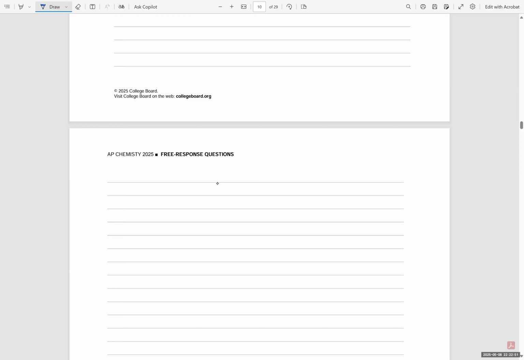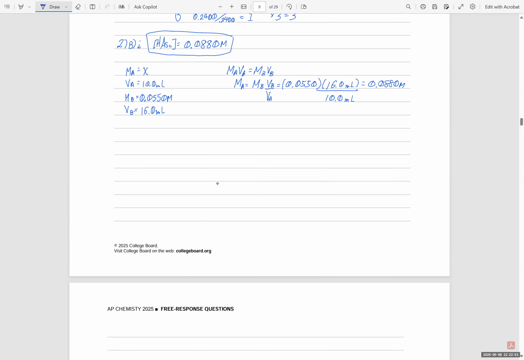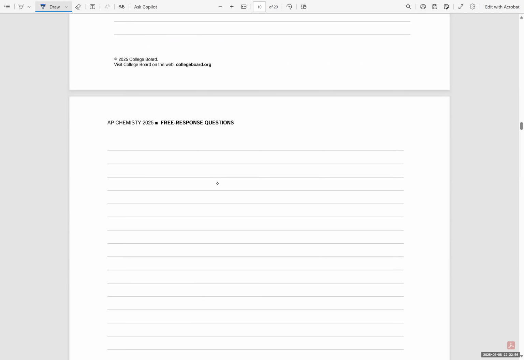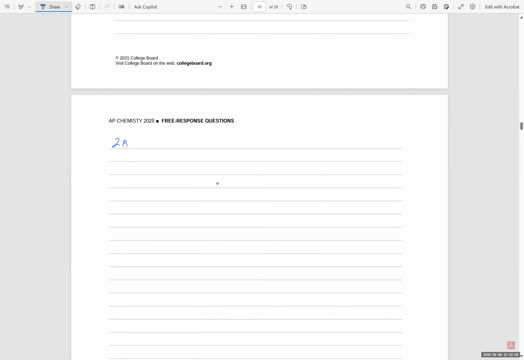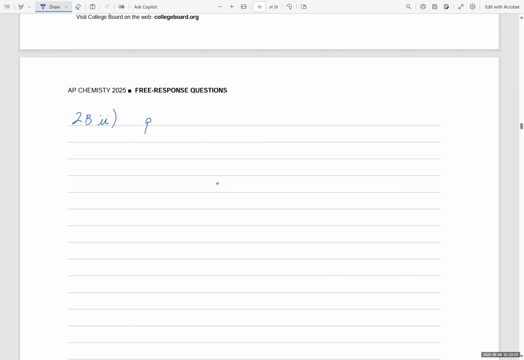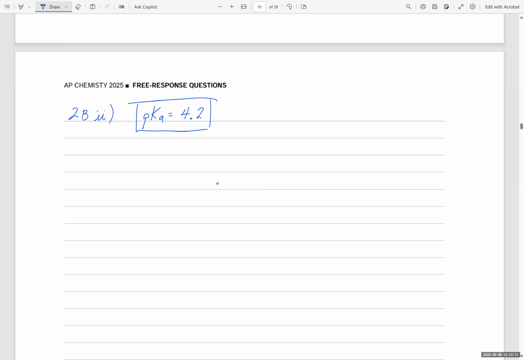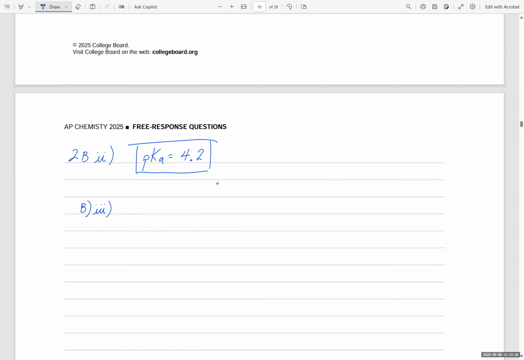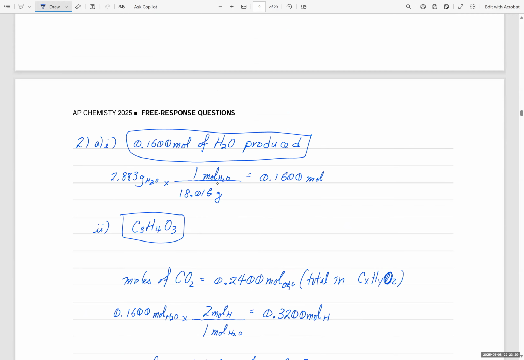So let's go. So 2B II, let's solve it over here. 2B II, okay? So what do we know? pKa equals 4.2, and you should double check because I know in previous years they said explain how you know, but in this case they didn't say explain, so I'm just going to move on with my life. So 2B III, what do we got going here? In that one, let's see.